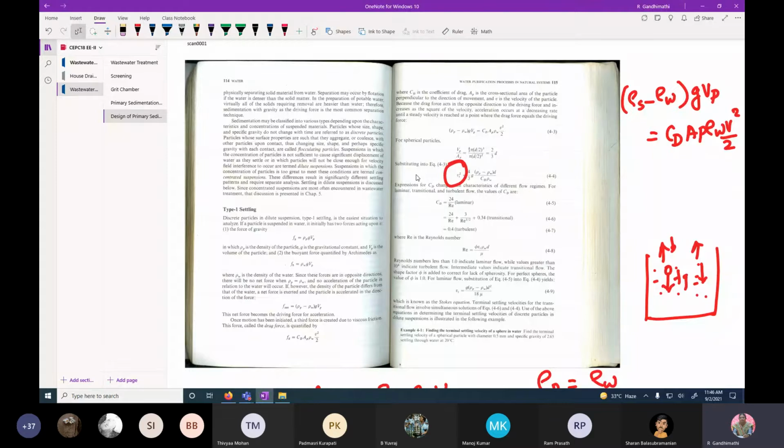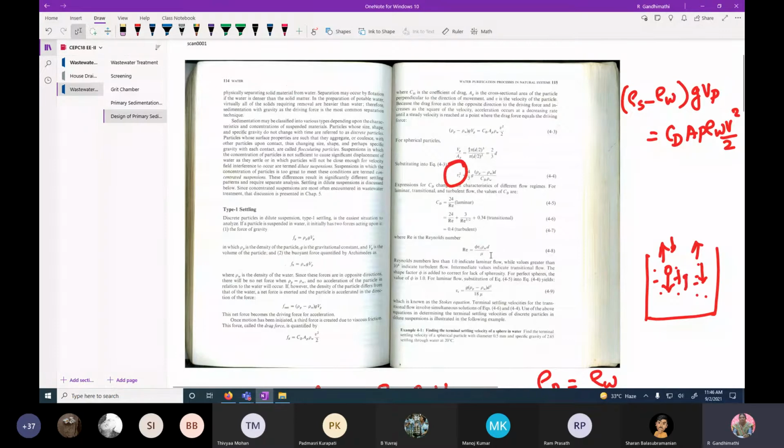The terminal settling velocity is given by Vt square equals 4 by 3 g into (rho p minus rho w) into d divided by Cd into rho w. For laminar flow, which we generally expect in water treatment systems, the Cd value is equal to 24 divided by Re.